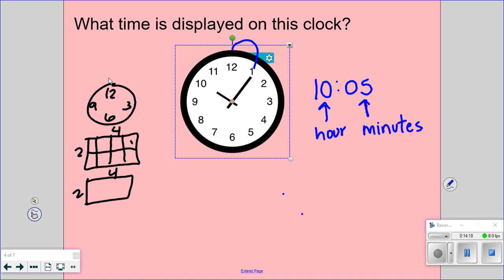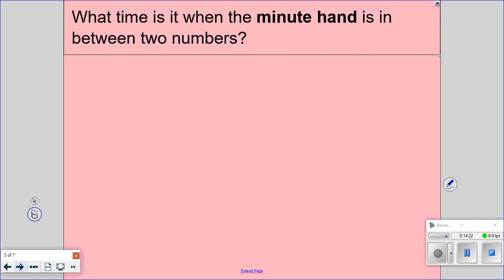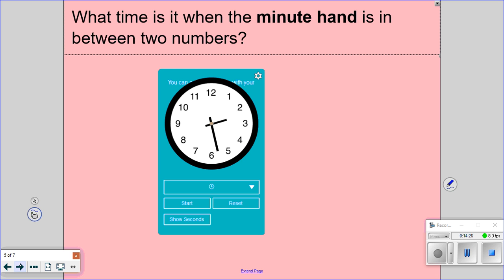Alright, let's practice telling time on another clock. Do a quick sketch. If you need to turn your page, you can. Ooh, this one's tricky. It is a little tricky. This one, the minute hand is in between 2 numbers. We're going to talk about it, but go ahead and do a quick sketch of this clock in your notebook.